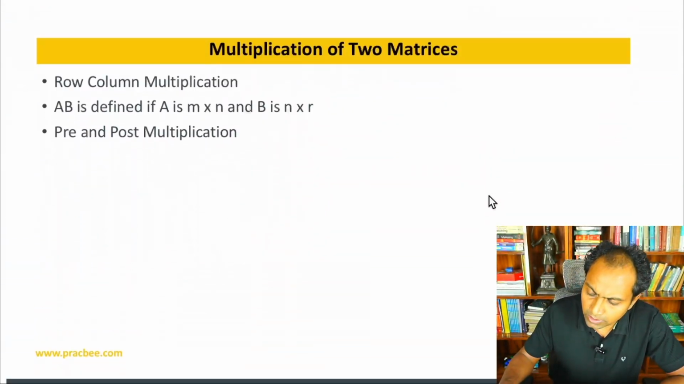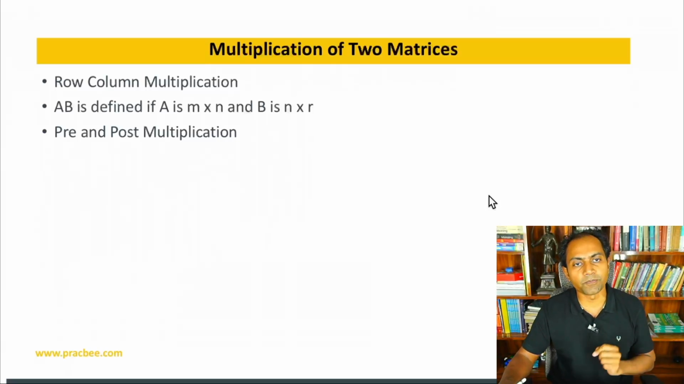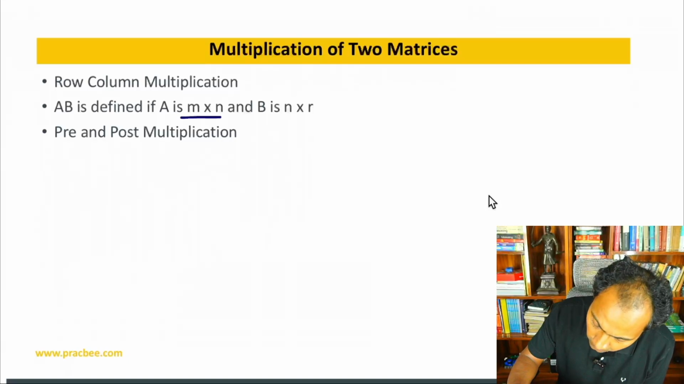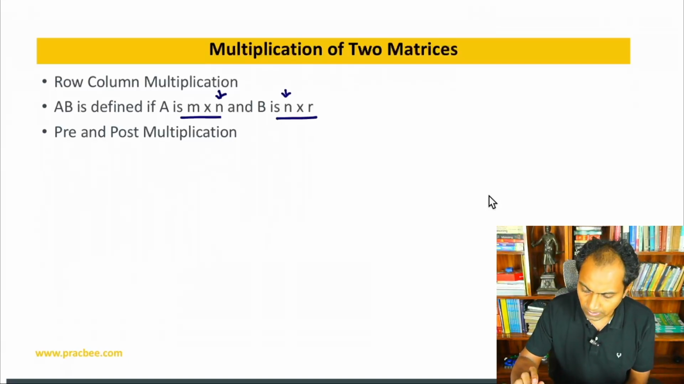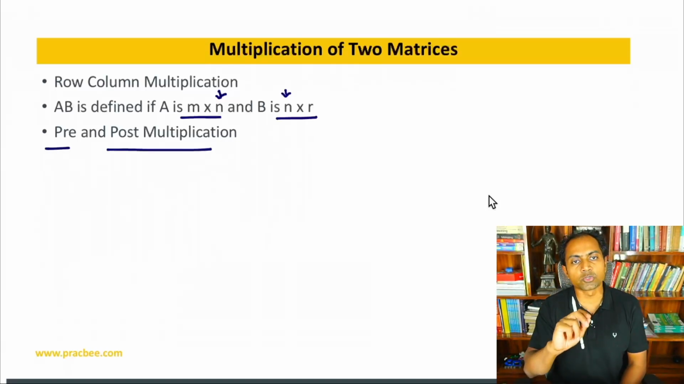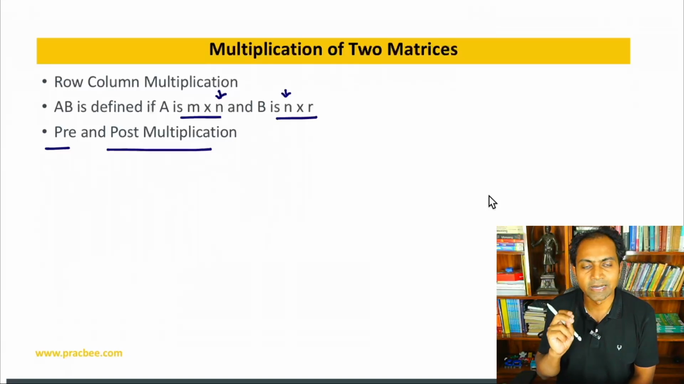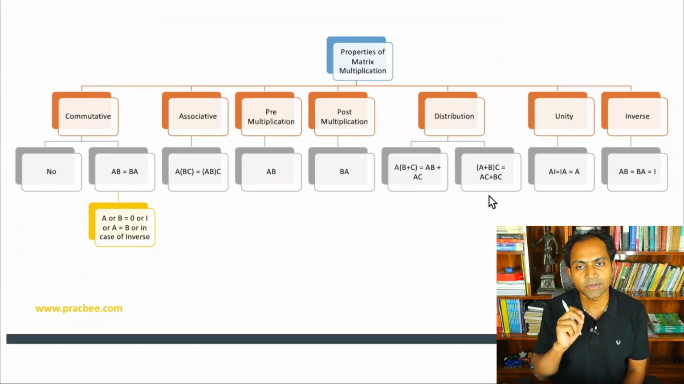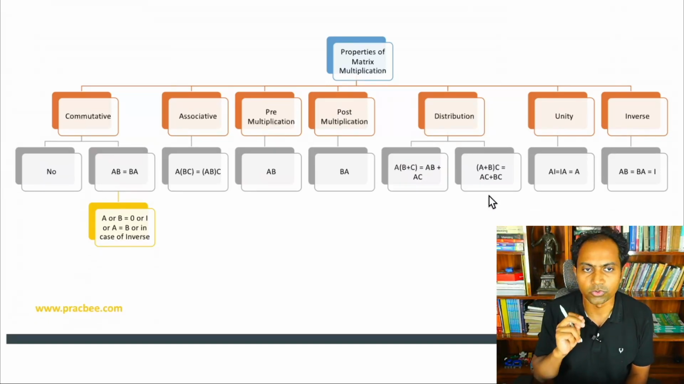If I look into the multiplication of two matrices, the important thing to notice is it can only be done if the number of columns in the first one is equal to the number of rows in the second one. Second, pre and post multiplication is different. So AB is not always equal to BA. It can be equal under certain circumstances. All the properties are summarized in the form of a table if you want to go through it.